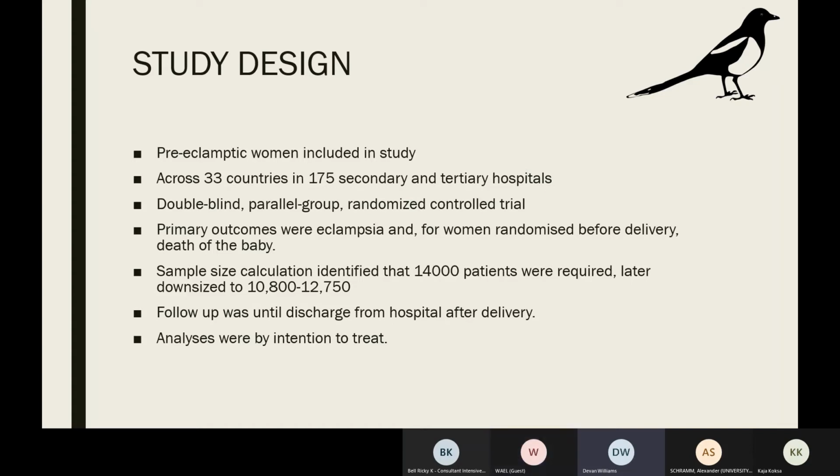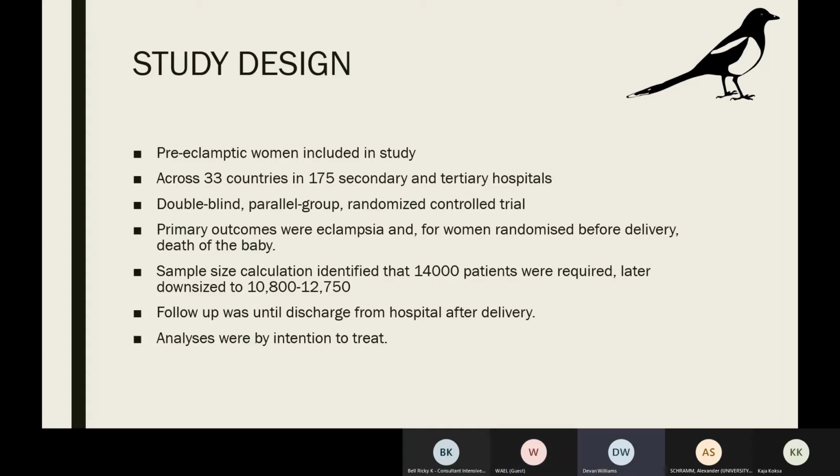The primary outcomes will come in a second, but mostly they were looking at the reduction in eclampsia, as well as death of baby and death of women. Initial sample size was 14,000, later reduced; in all I think they got about 12,000 or so, but they did stop early, and it was an intention to treat with follow-up until discharge from the hospital. And I think there are some papers later on looking at further follow-ups of the babies delivered, which we'll come to later on.